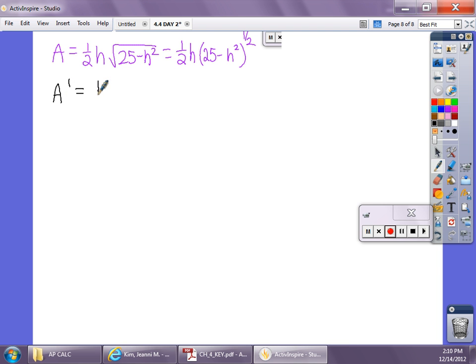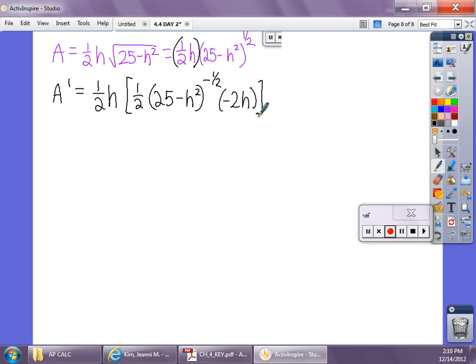A prime is equal to product rule. I'm going to do a product between 1/2 h times that other function. So the derivative here would be 1/2 the negative 1/2, 25 minus h squared times negative 2h, plus the 1/2, 25 minus h squared to the 1/2 power multiplied by the derivative of 1/2 h, which is just 1/2.